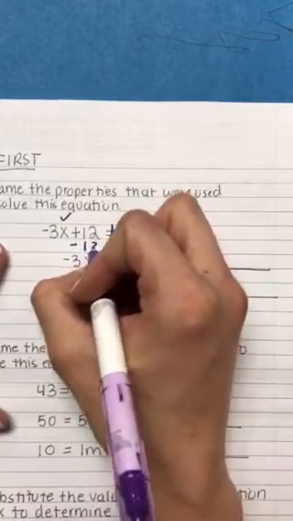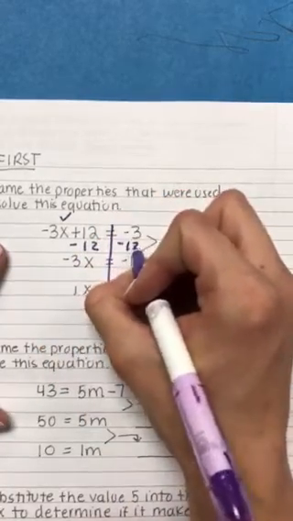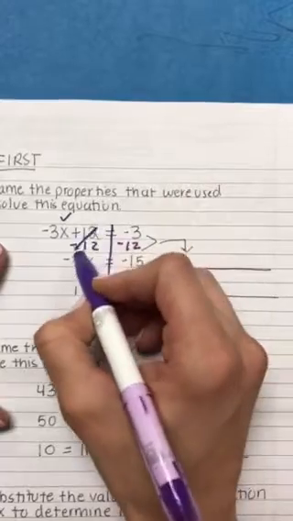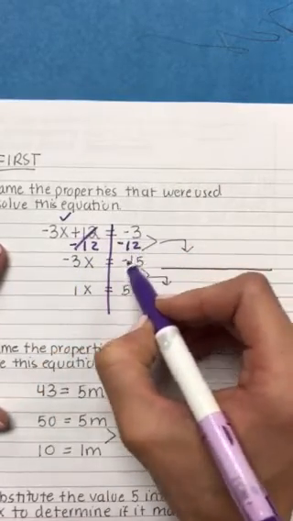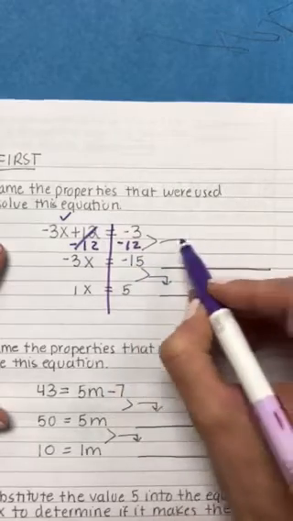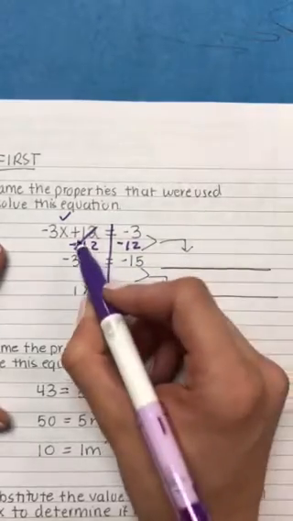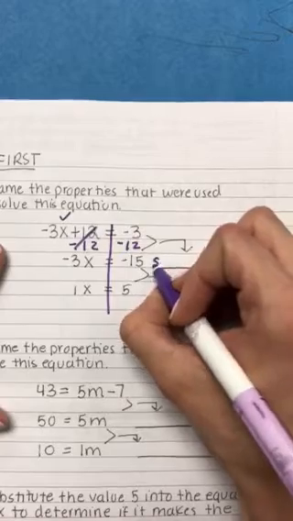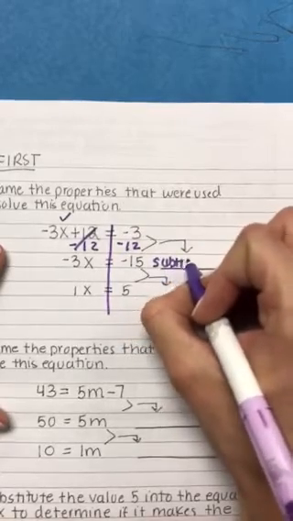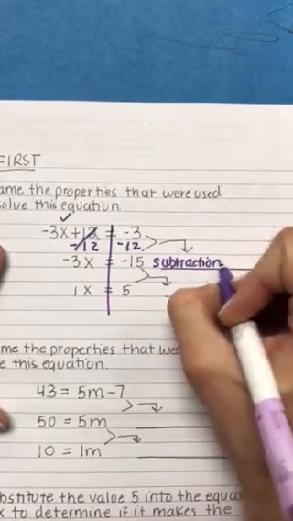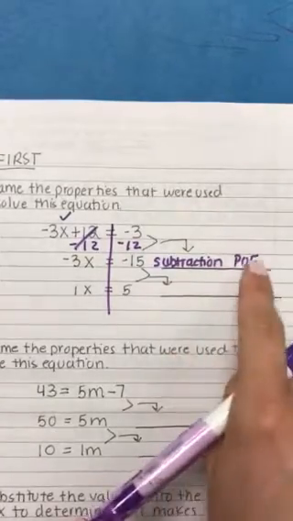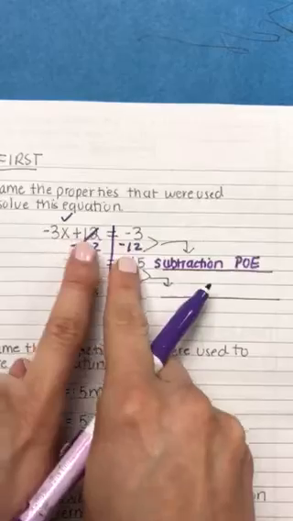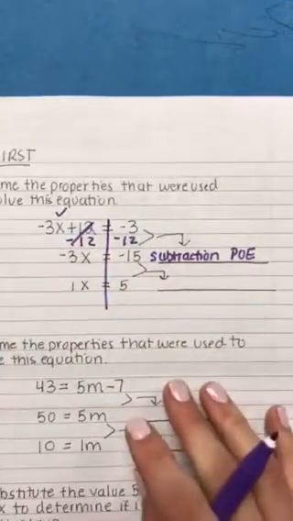If I subtract 12 from both sides, I get rid of this and I only have negative 3x, and then negative 3 minus 12 is negative 15. So the property that must have been used, if we look here, was the subtraction property of equality. It's a property of equality because it happens on both sides of the equal signs.